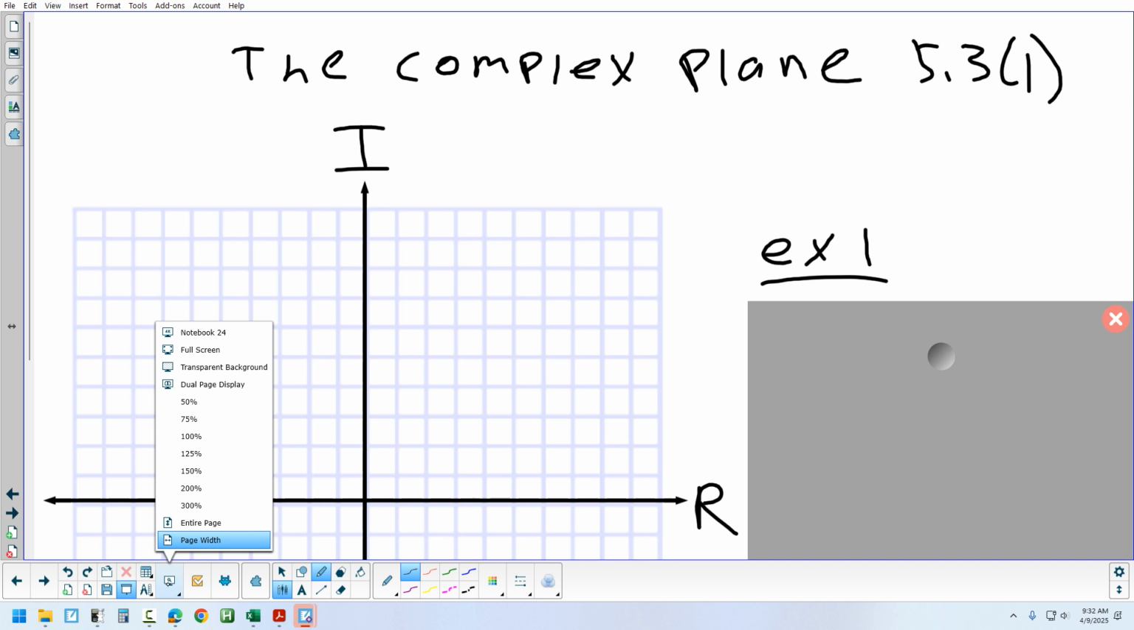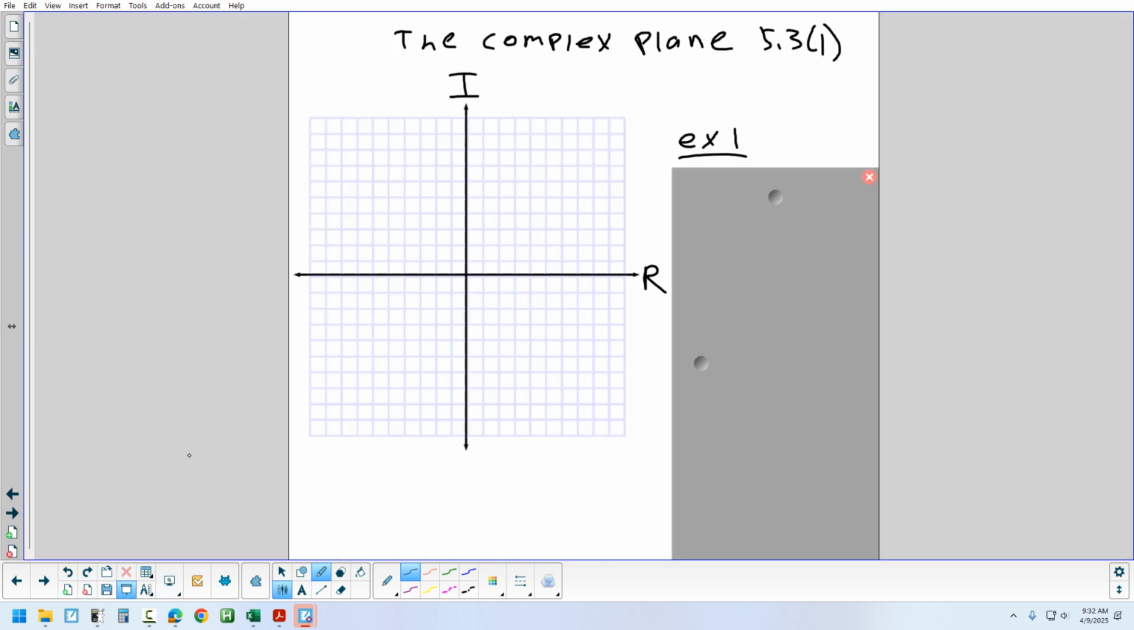All right. So we just talked about complex numbers. The first thing that we look at in 5.3 is how we can graph that number. Well, if you can graph the coordinate 2, 3, then you can graph 2 plus 3i. It's exactly the same idea.